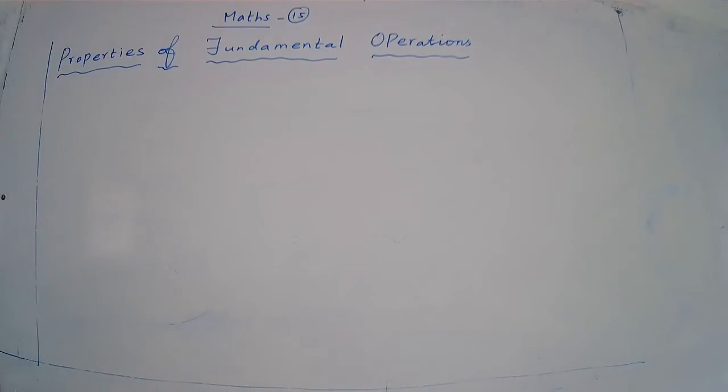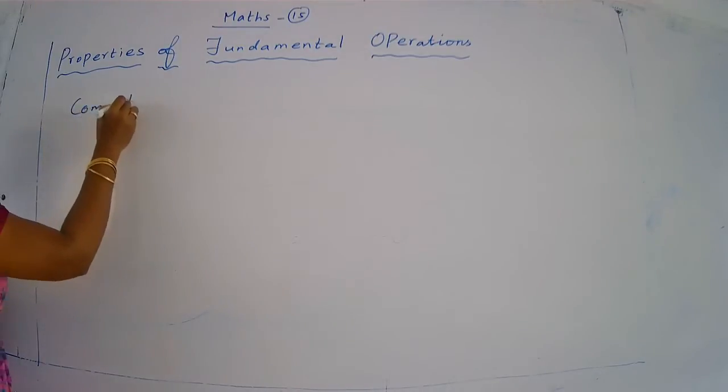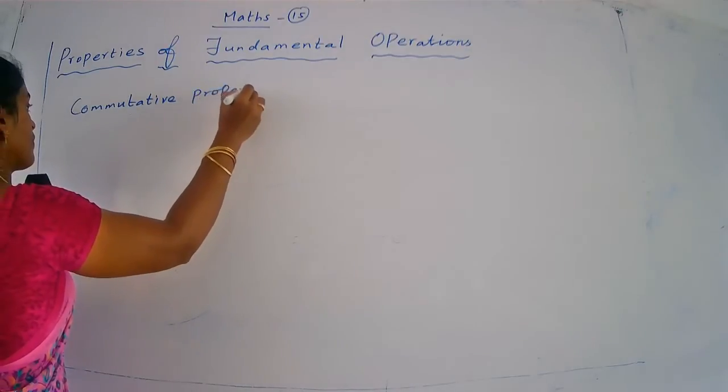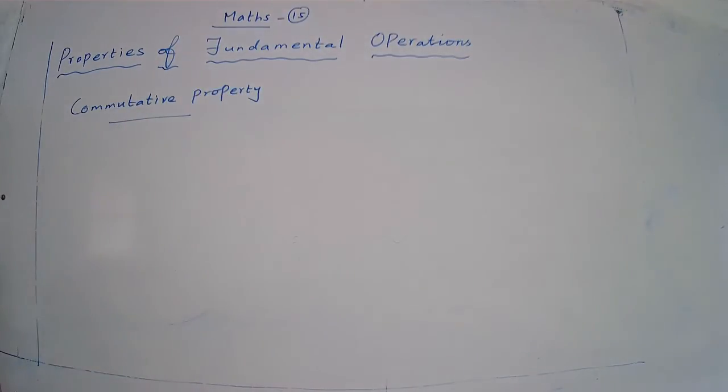First property is commutative property. Commutative property states that if an operation is performed over two numbers A and B, then the order of the two numbers is not important. That is, whether we take A first or B first does not matter. Commutative property means the change in the order of the numbers does not affect the answer.